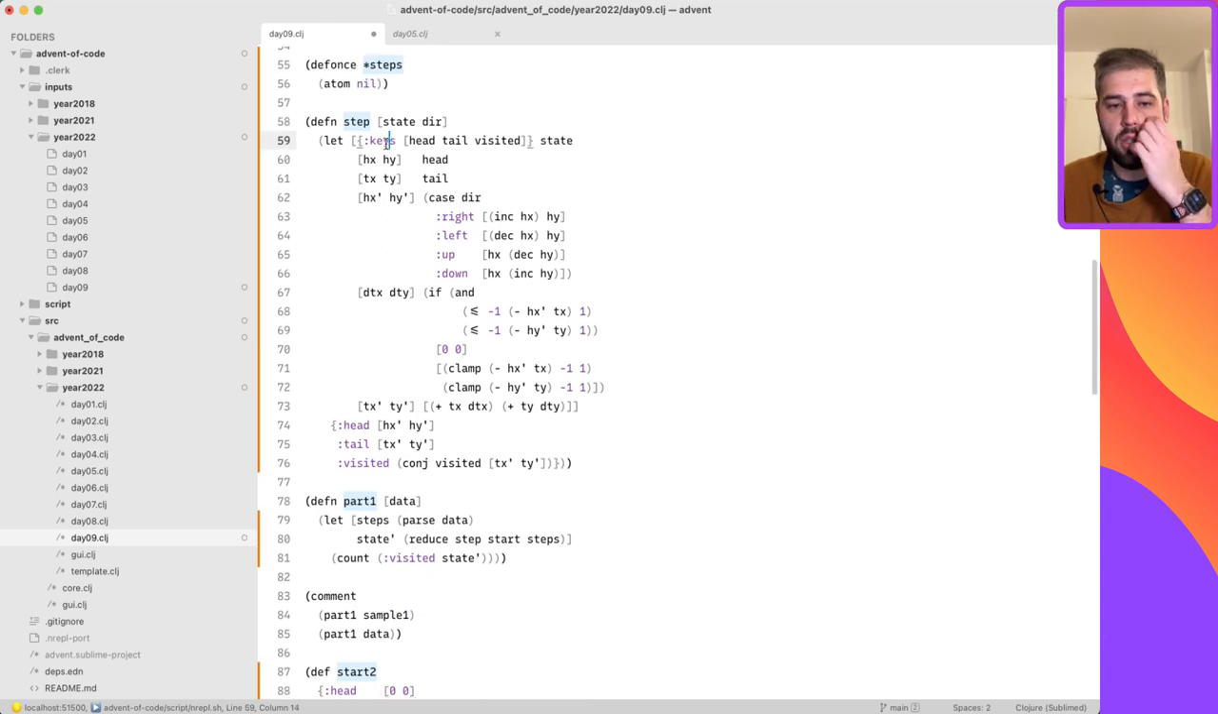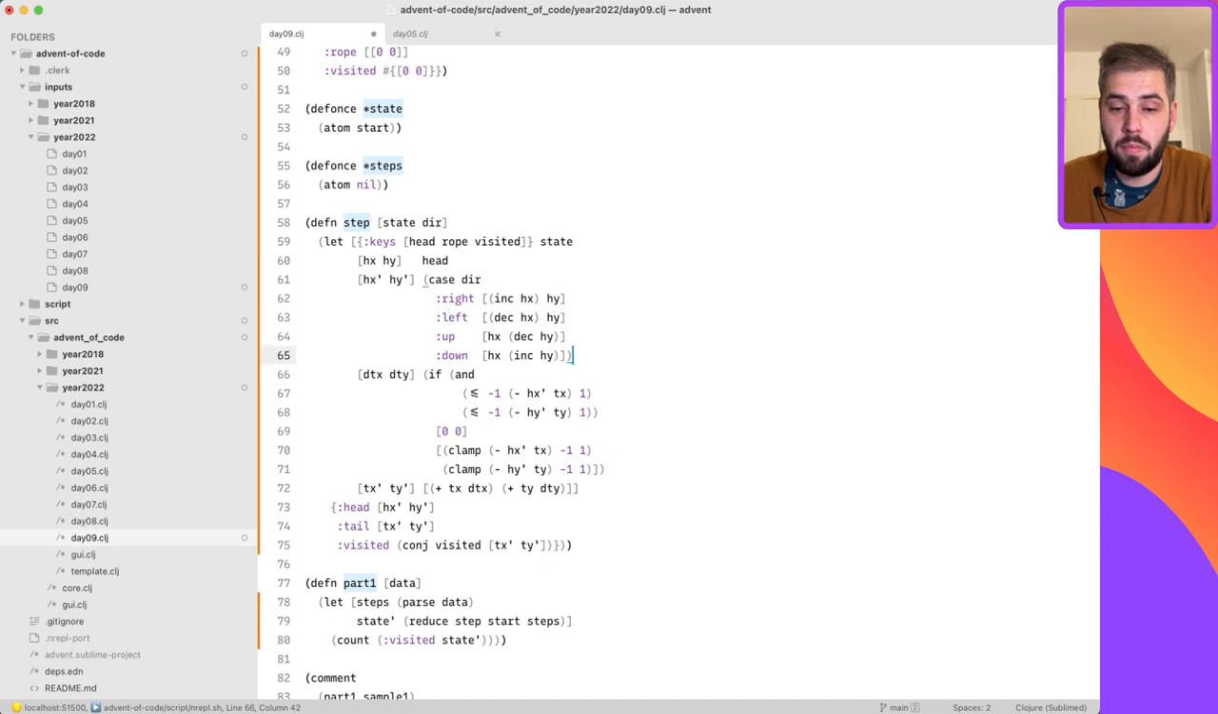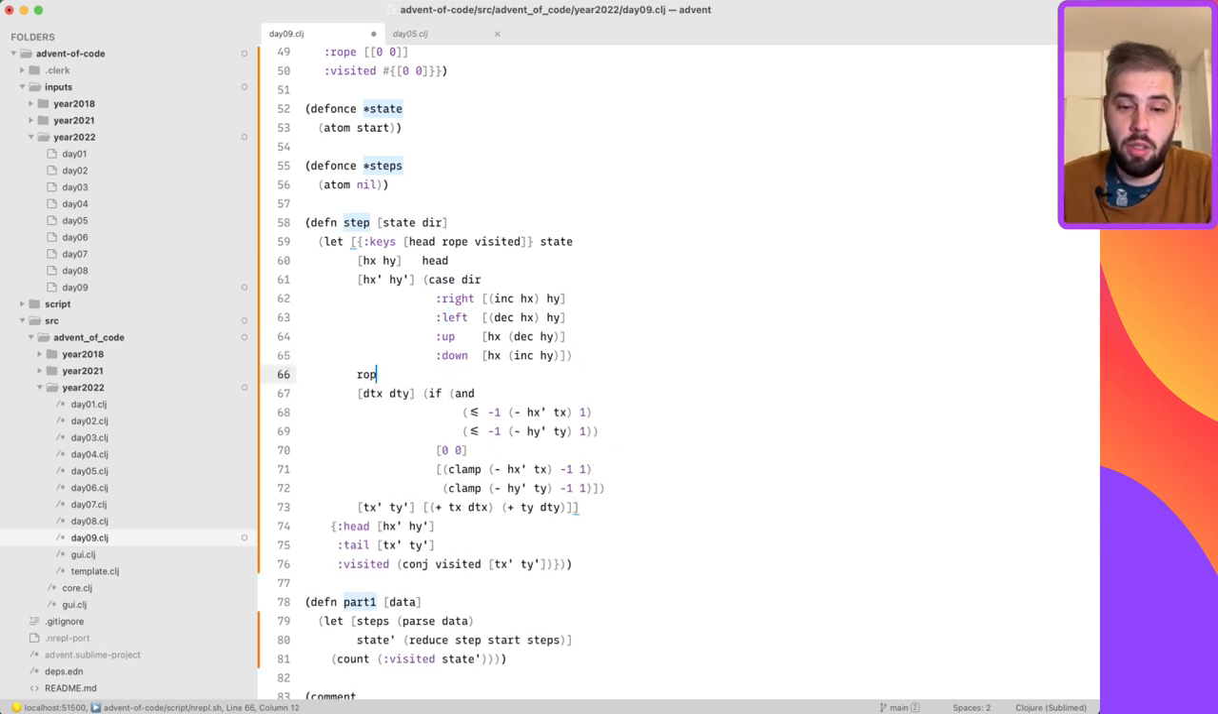The function called step will be redone a little bit. Okay, so this is head, this is the rope. Okay. Well, kind of like we need rope with this thing, and what we are going to do is, I can see a loop here. Can we use reduce maybe? No, not really, right? Reduce has to keep state somewhere. We can do reduce, I guess.